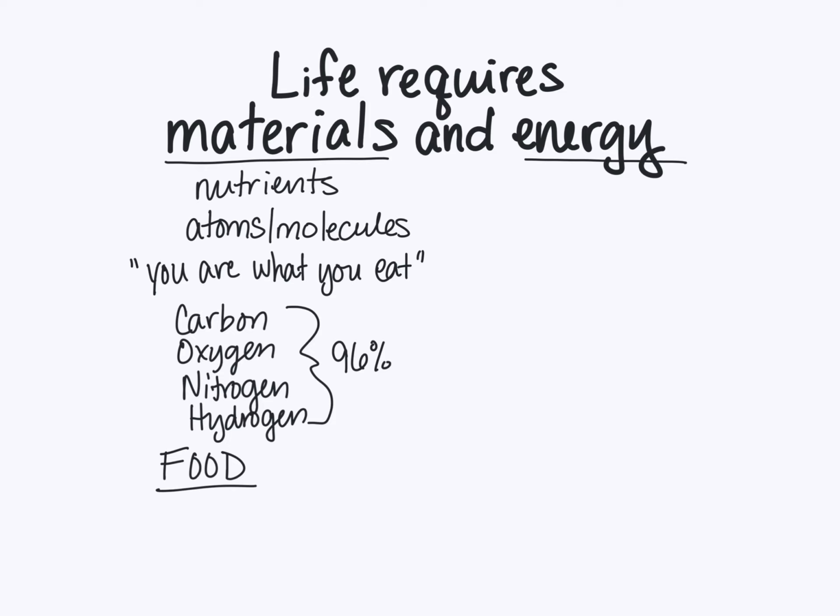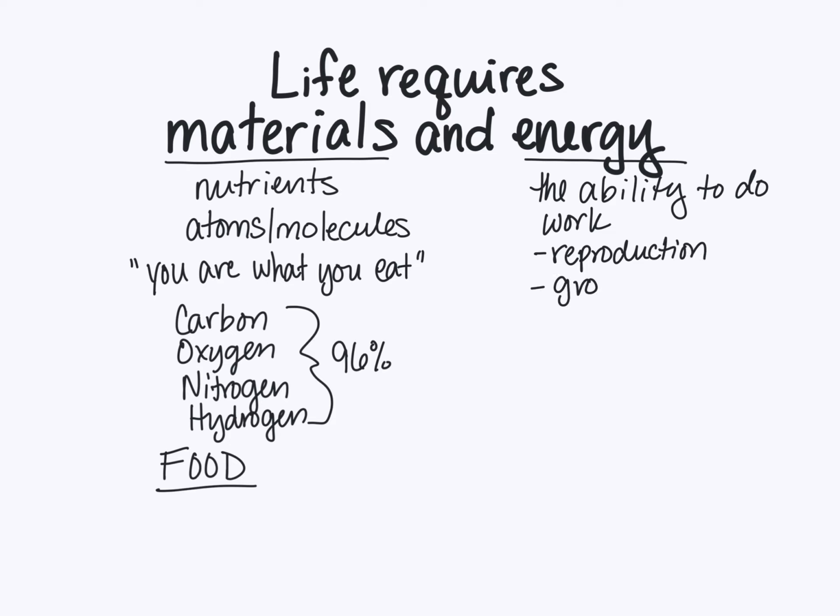Now, when referring to energy, energy by definition is just the ability to do work. And so living organisms need energy for things like reproduction, growth, movement, etc., etc. And where does this energy come from? So ultimately, all of the energy, or the vast majority of the energy on Earth, comes from the sun.